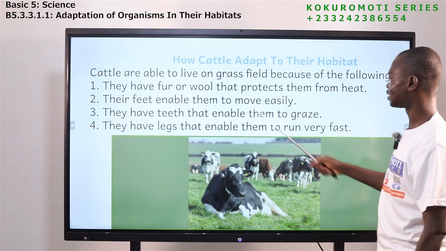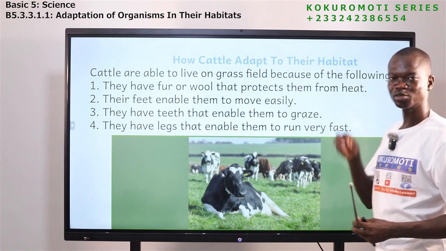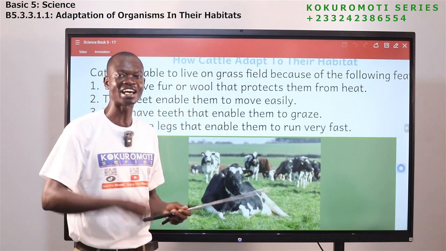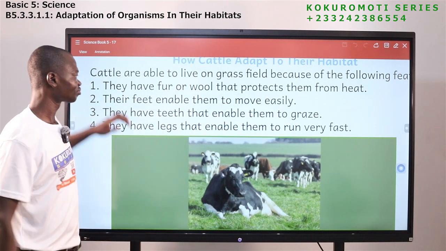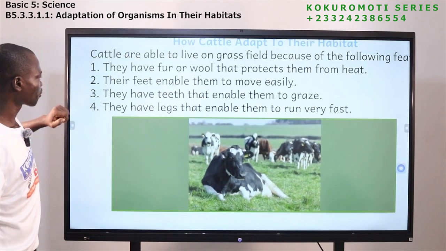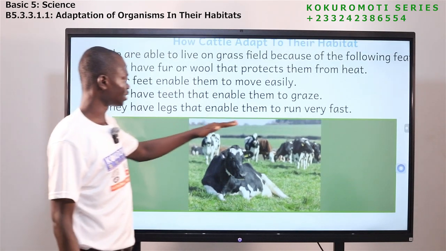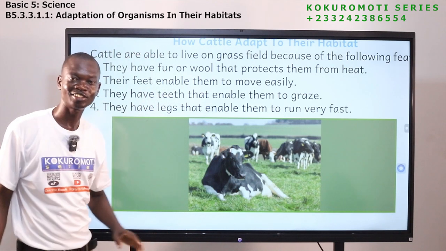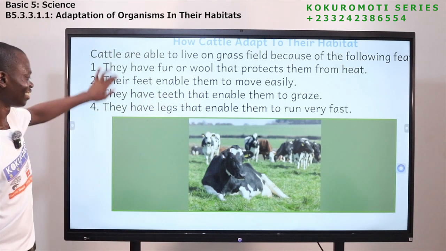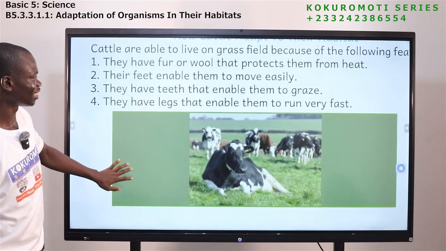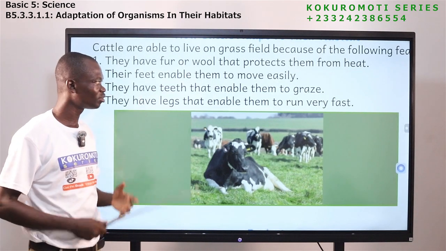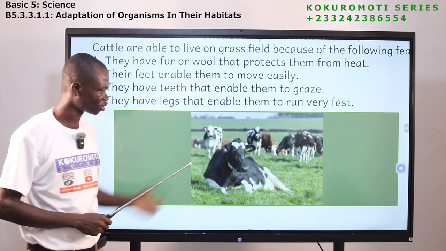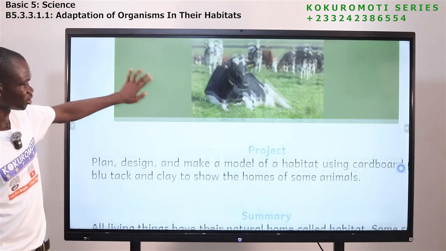They have teeth that enable them to graze. You know, they are able to graze. They eat the grass. They have legs that enable them to run very fast. In fact, they don't like running, but when they are running, you even run away. So these are some of the things that enable cattle to survive on land and on the grass field.